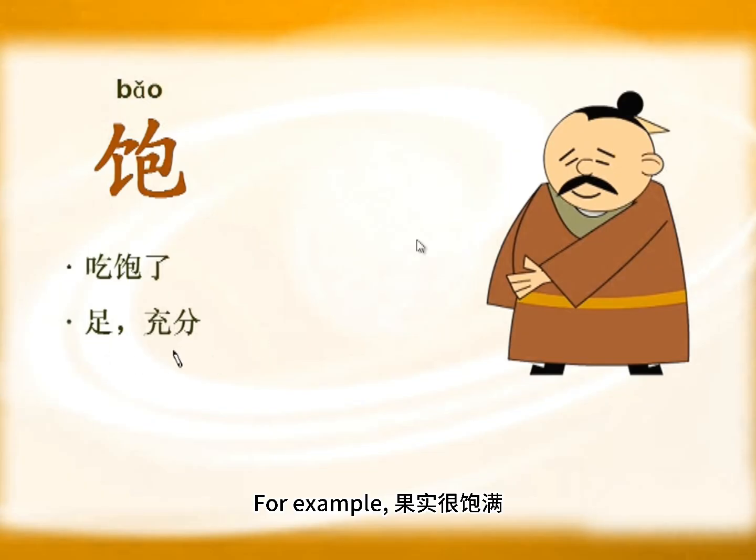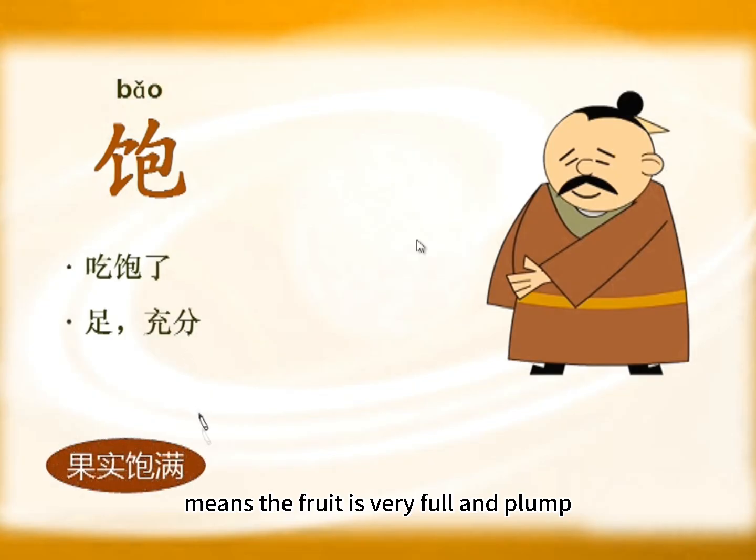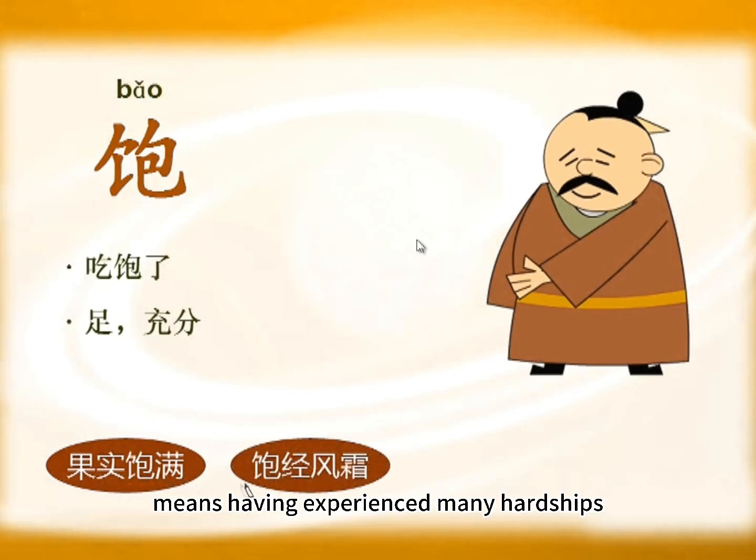For example, 果实很饱满 means the fruit is very full and plump. Also 饱经风霜. 饱经风霜 means having experienced many hardships.